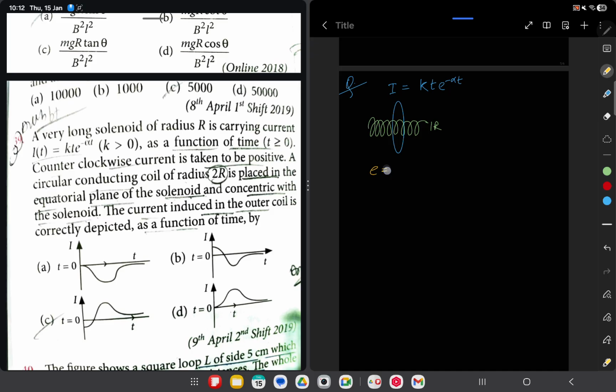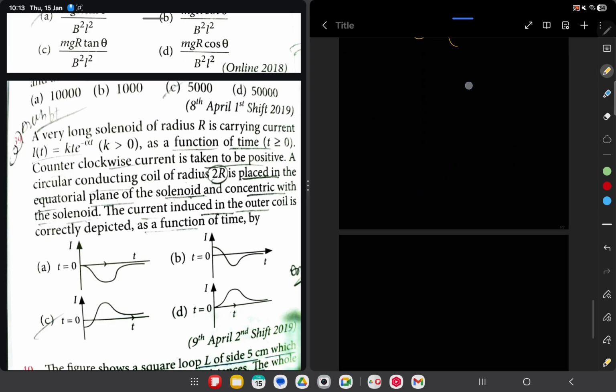So for this one, E equals, you know that, minus d phi by dt. Just write phi equal to mu naught n I. Mu naught n is basically a constant, so minus k d by dt into I, where I you may write as kt e to the power minus alpha t. This k you can take out because this is a constant as well. So for this one you may write e to the power minus alpha t, k is a constant, just ignore this one, plus t into minus alpha e to the power minus alpha t. This will be your EMF.